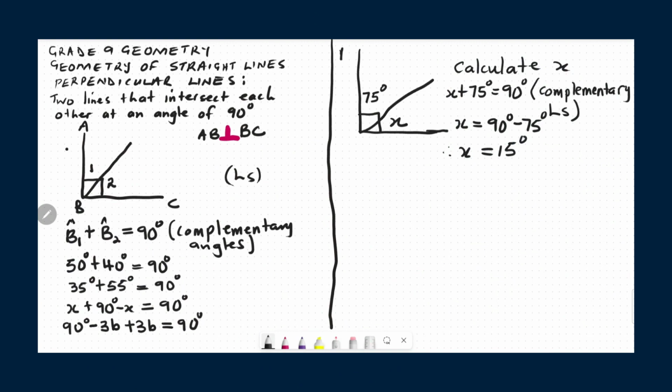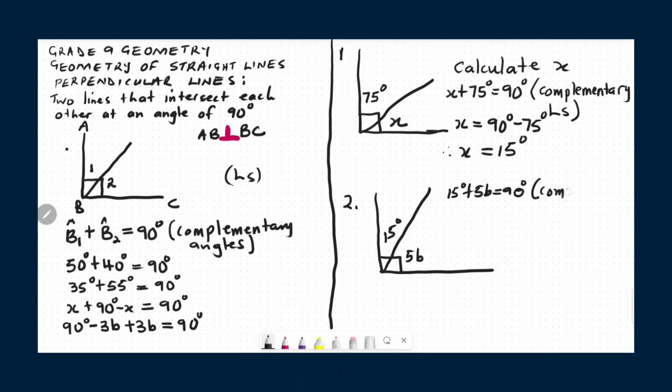Let me have another example, example number 2. We can have our angle, that's the 90-degree angle. Then we've got our 15 degrees here, then here we've got 5b. So it means 15 degrees plus 5b is equal to 90 degrees. We give a reason: complementary.